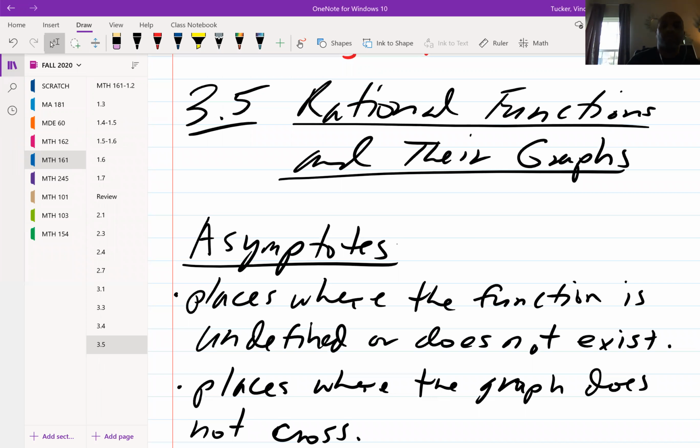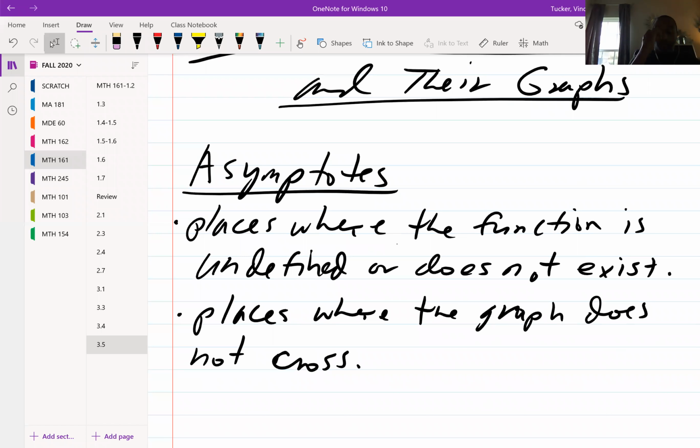All right, so we're starting with 3.5, rational functions and their graphs. The main thing we're going to focus on in this section, though, once again, we're not doing too much detail with graphs. We've already been there, done that. I know that you guys are pros at graphing at this point. The main thing we want to focus on, though, which is something new in comparison to what we talked about as far as graphs are concerned, are your asymptotes.